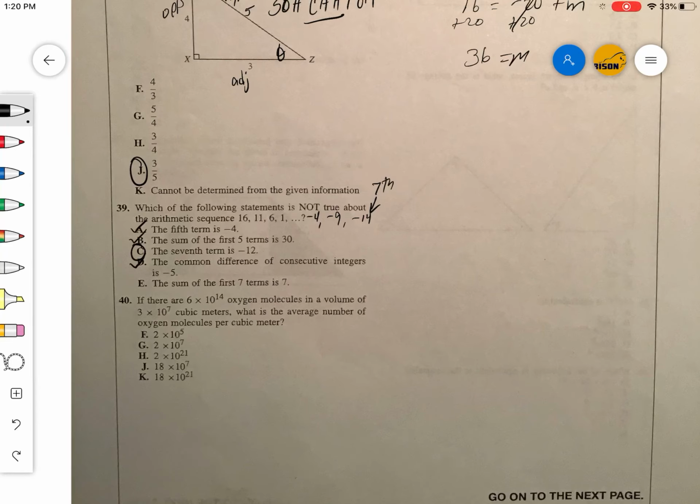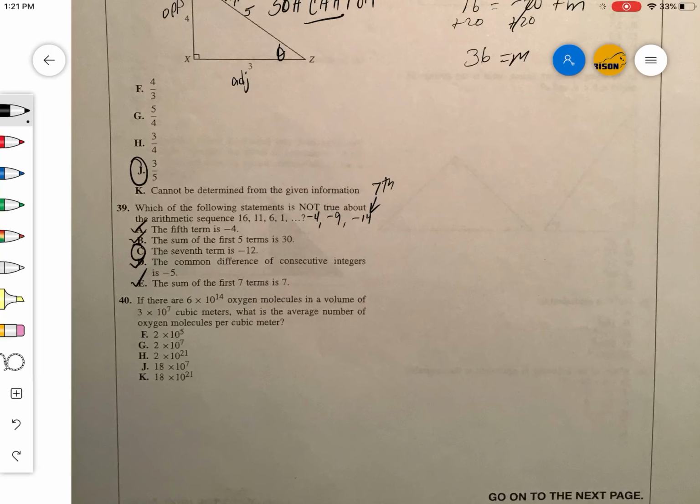The sum of the first 7 is 7. This is not going to take me very long to type in, so I'm going to do it just to make sure I didn't make a mistake. So I'm typing in 16 plus 11 plus 6 plus 1 plus negative 4 plus negative 9 plus negative 14. That gives me 7. So the last one checks out. So C would definitely be our answer.